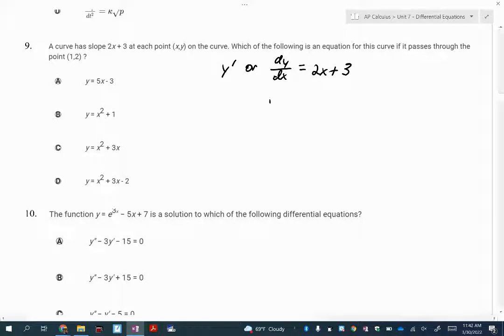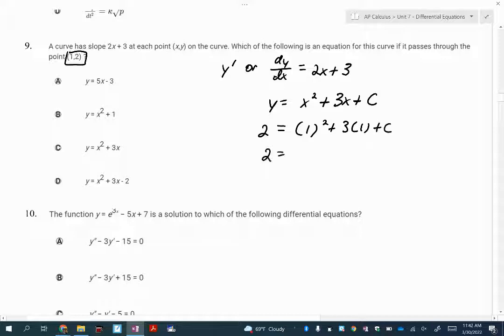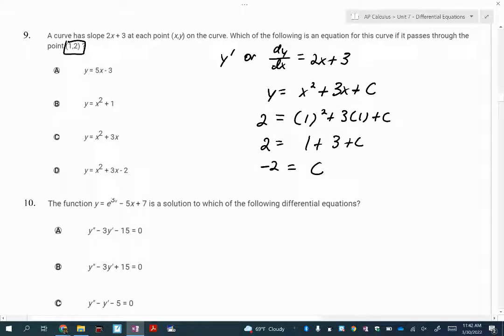So I'm actually going to do the antiderivative to find y. The antiderivative of 2x is x squared. Antiderivative of 3 is 3x. I'm going to put plus c. And to find that c, I'm going to plug in 1 for x, and 2 for y. Then solve for c. So I got 1 plus 3 plus c, so that's 4. So 2 minus 4 is going to be negative 2. So the answer is x squared plus 3x minus 2.